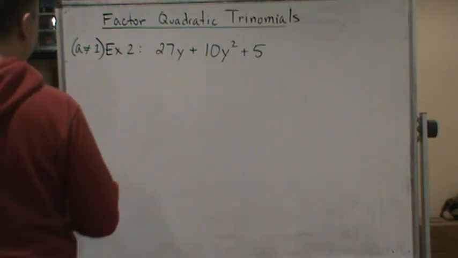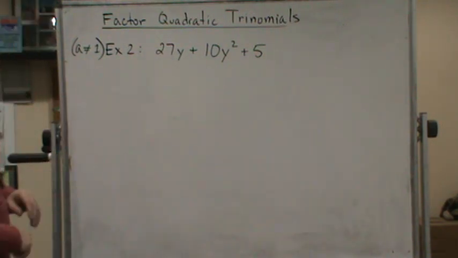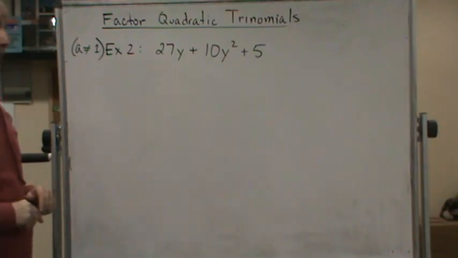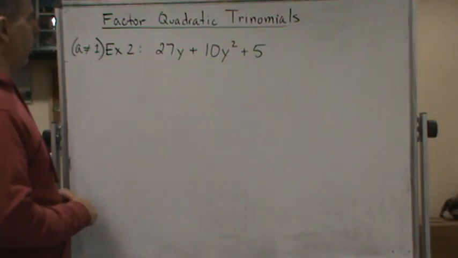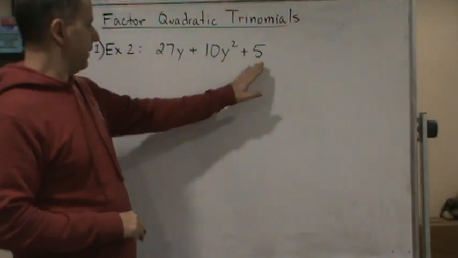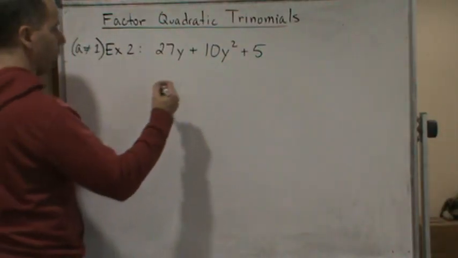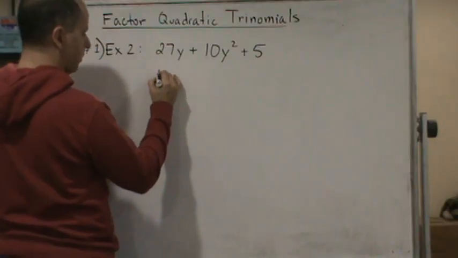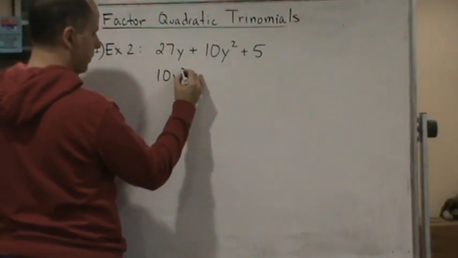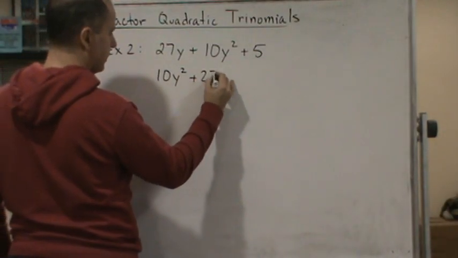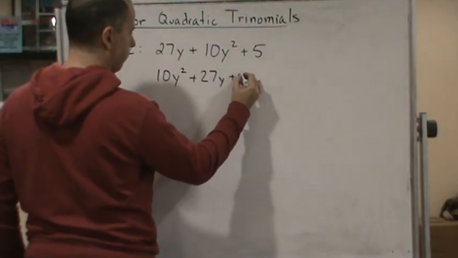All right, now we're going to do another example, but in this case, the leading coefficient is not 1, okay? Also, this is not in standard form, so we're going to want to change this around. We're going to want the y squared first. So this is going to be 10y squared plus 27y plus 5, right?